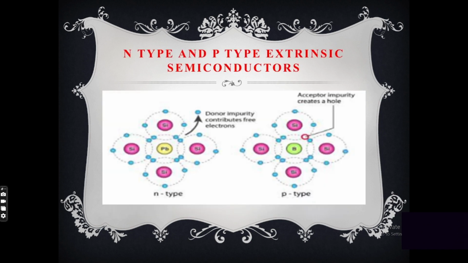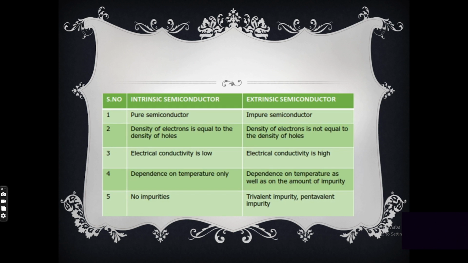Already we know an N-type semiconductor is nothing but adding a pentavalent impurity atom to the intrinsic semiconductor. It donates electrons, so it has a donor energy level. If we see the P-type semiconductor, adding a trivalent impurity atom to the intrinsic semiconductor makes it a P-type semiconductor. Here it will accept electrons, so it is called the acceptor energy level. So this is the difference between the intrinsic and extrinsic semiconductor. Intrinsic is the pure form, extrinsic is the impure form.